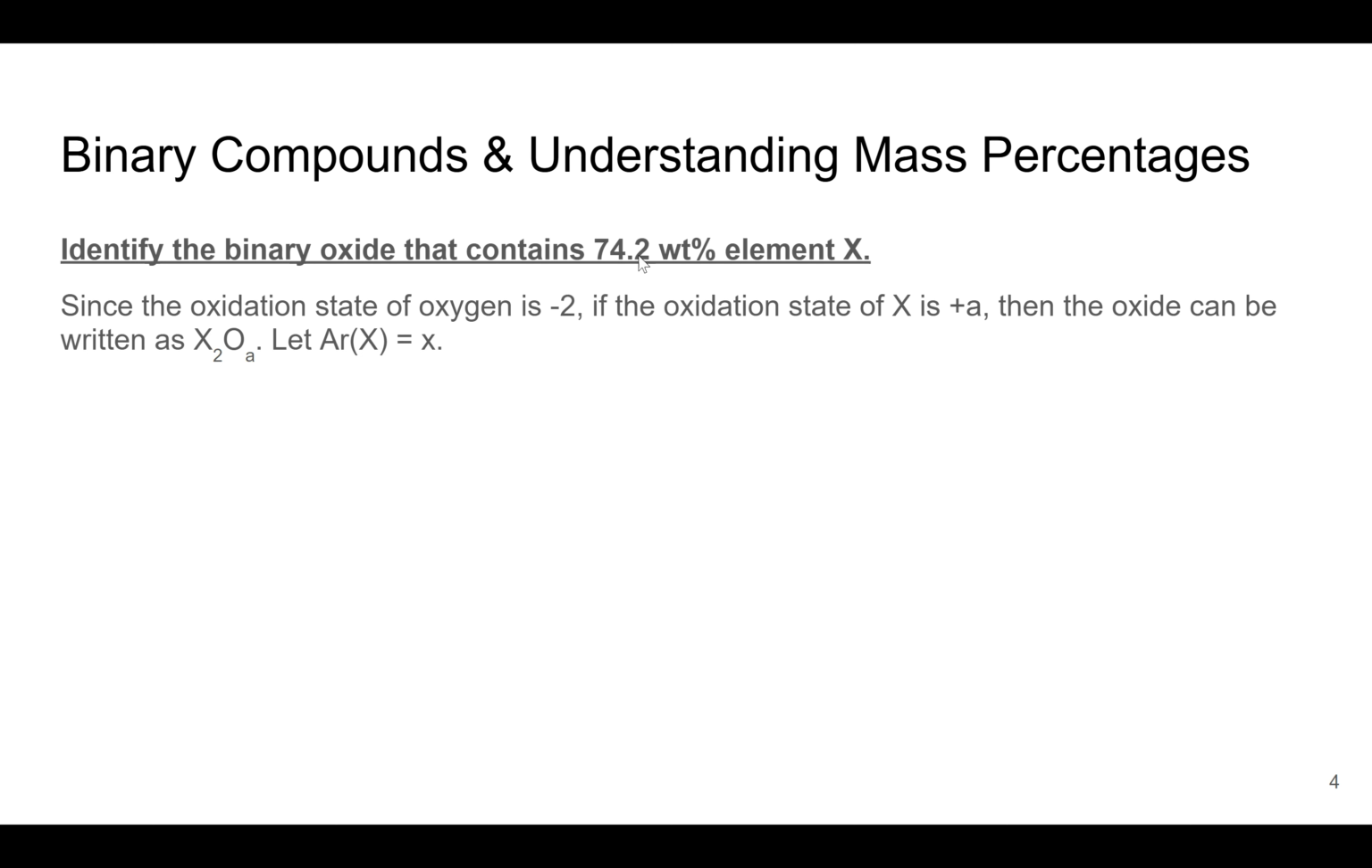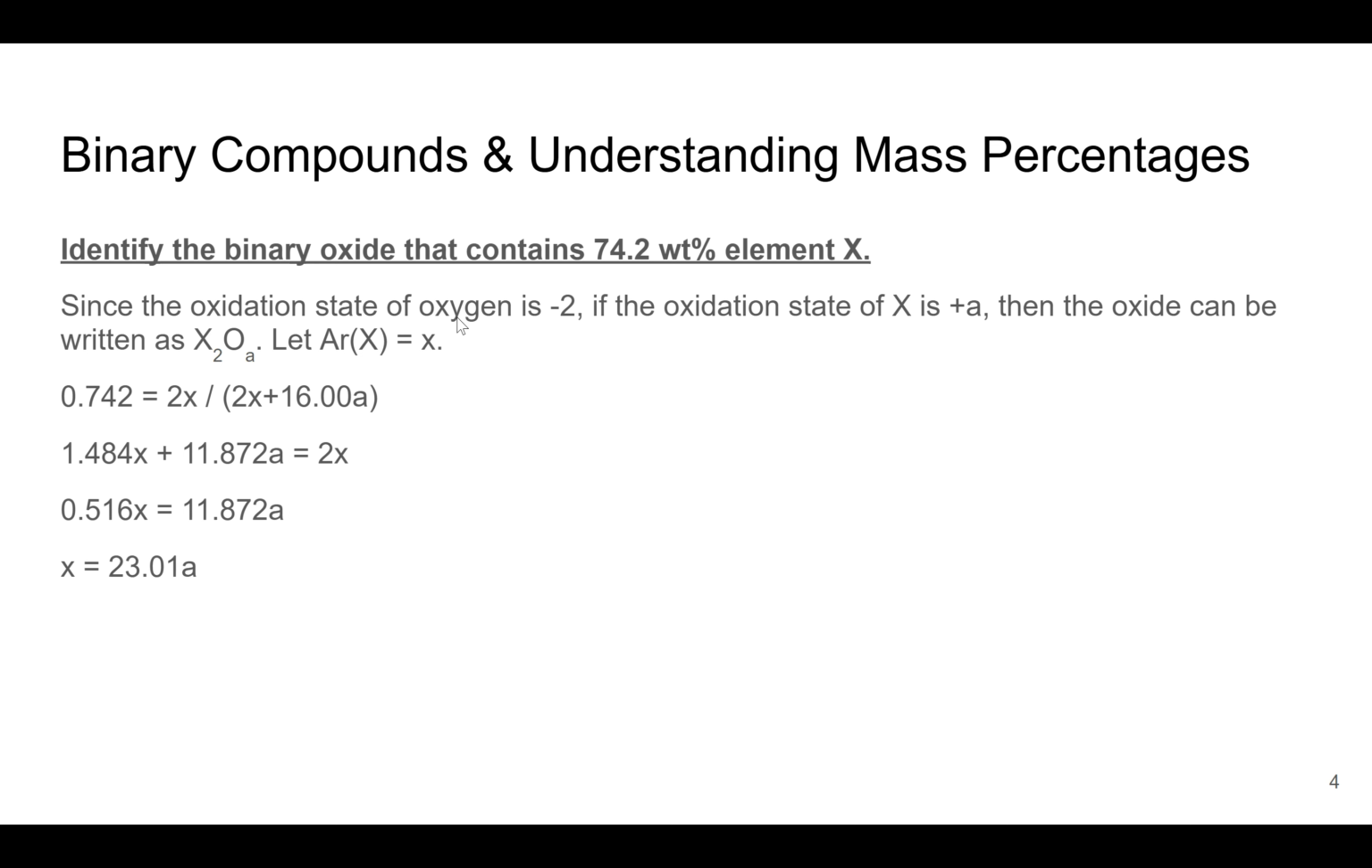So let the relative atomic mass of element X be small x. And with this, we can set up our equation. So 74.2% equals 2x, so that's the mass of element X inside 1 mole of the compound, divided by 2x plus 16 times A. So this is the molar mass of the compound, because you have 2 X atoms in the formula of this binary oxide, and you have A oxygens, and each of these oxygens weighs 16 grams per mole. So yeah, that will give you your molar mass.